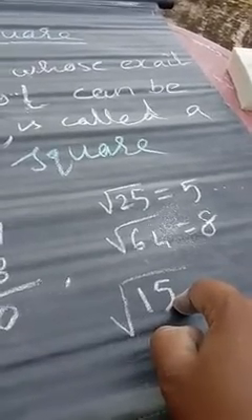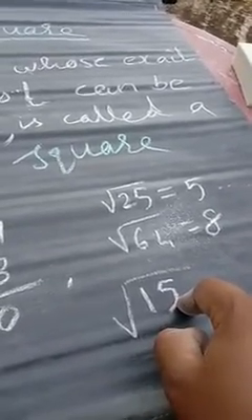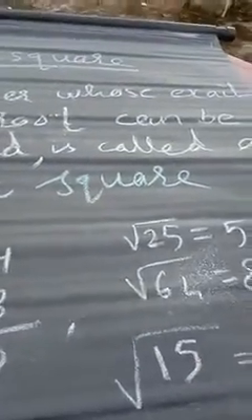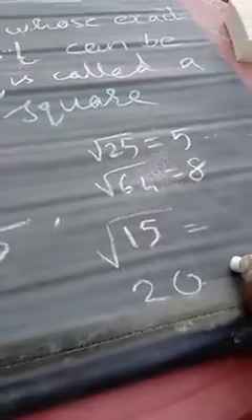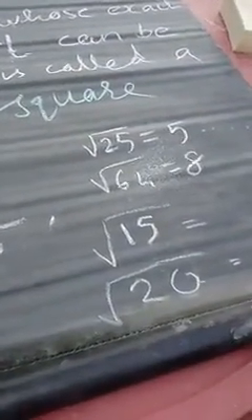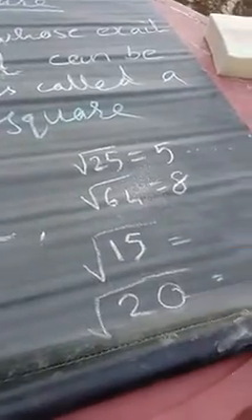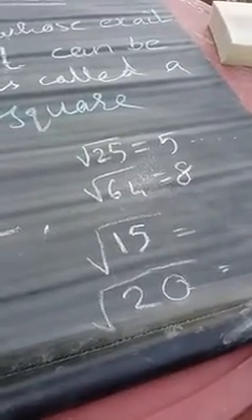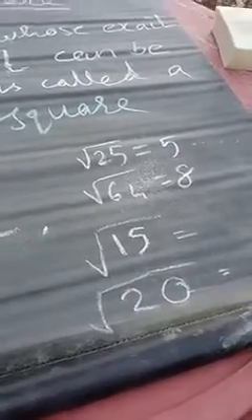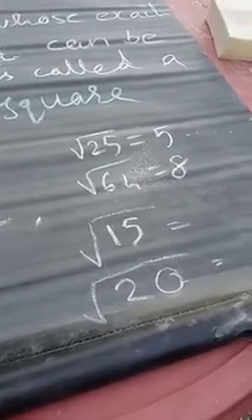Same way 20. Is 20 a perfect square? No, because its square root can't be found. Root 20. Can you find root 20 as an exact number? No. Therefore, 15, 20, etc. are not perfect squares.